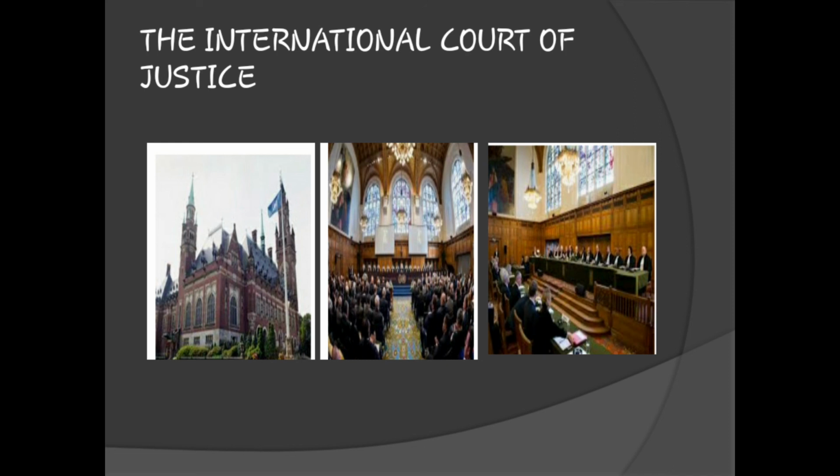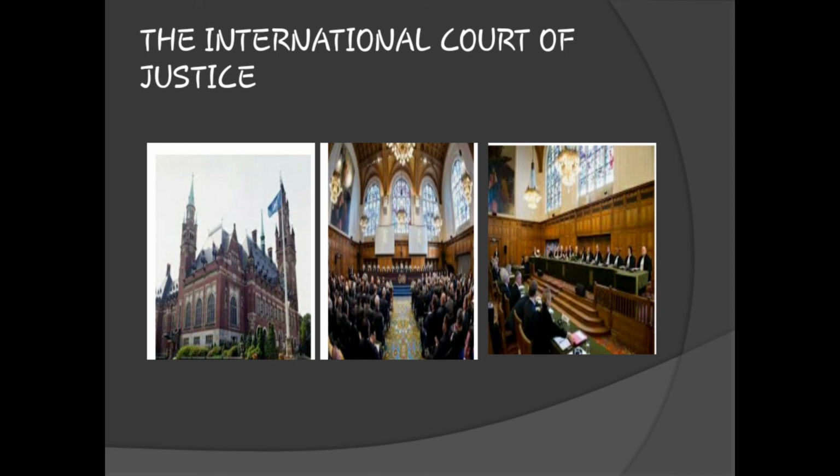Again 15 judges elected for a 9-year term. Each of them is elected for a 9-year term, and who elects them? They are elected by the General Assembly and the Security Council. So, the last function of the Security Council, where it states to elect the judges, and as for the General Assembly, there we also had this function, that the judges of the International Court of Justice are to be elected by the General Assembly. So, these judges are elected by the General Assembly and the Security Council.